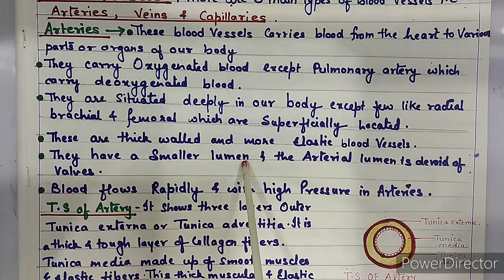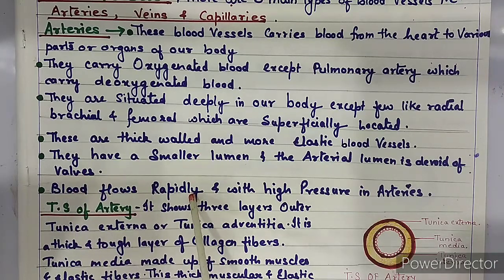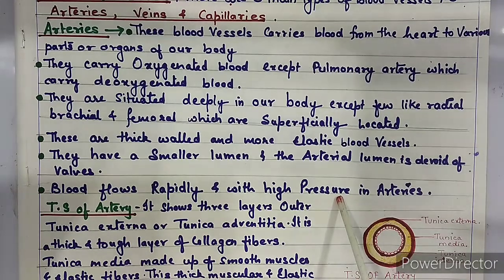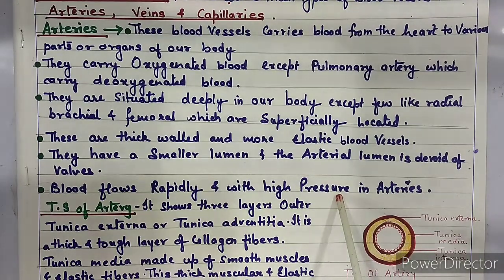So arteries have a smaller lumen. And the arterial lumen is devoid of valves. It shows absence of valves. There are no valves present in the lumen of the artery. Blood flows rapidly with a very high pressure in the arteries. So the flow of blood is very high in the arteries.